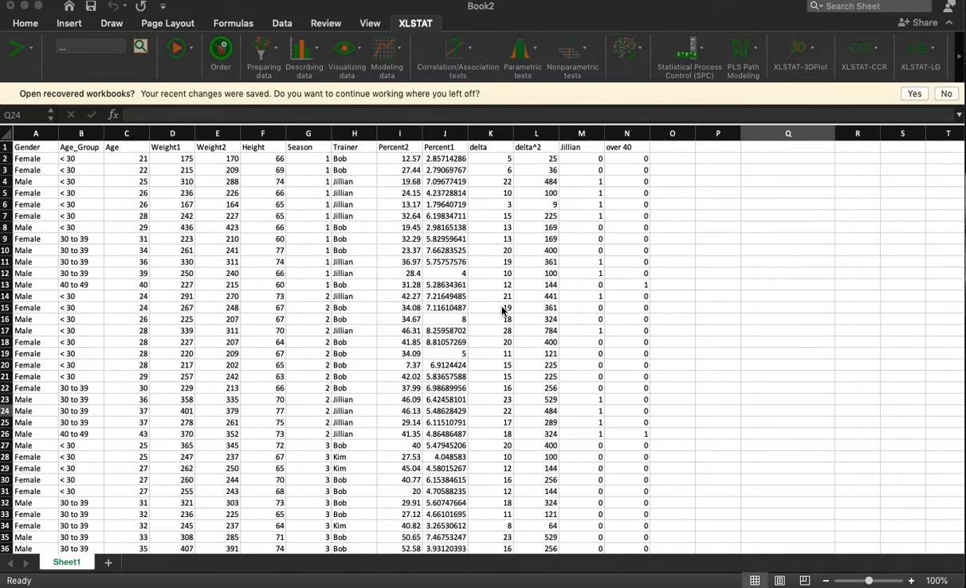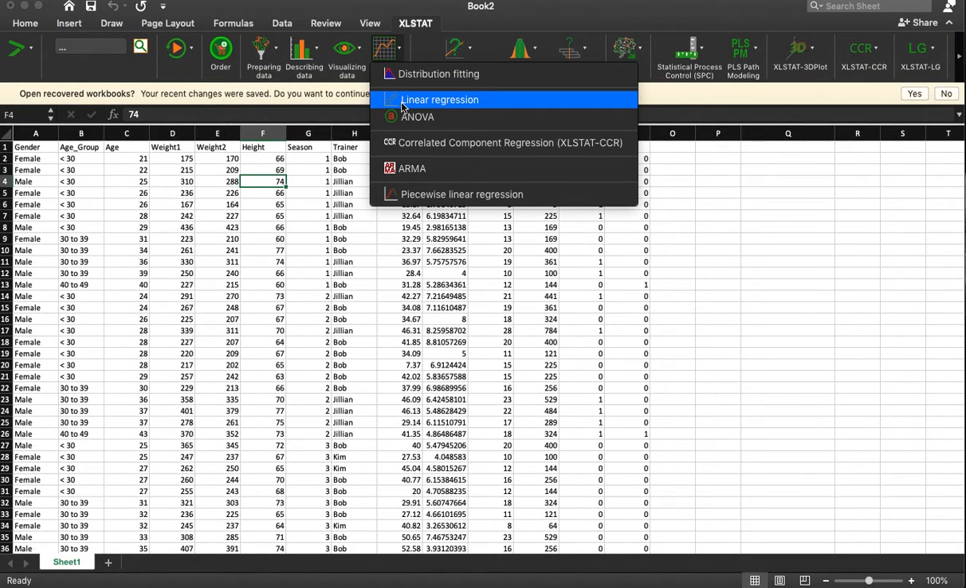Now let's see if we can make a regression where we're going to try and predict the amount of weight people will lose based on their height. So to do this, we can use XLSTAT, modeling data, linear regression.